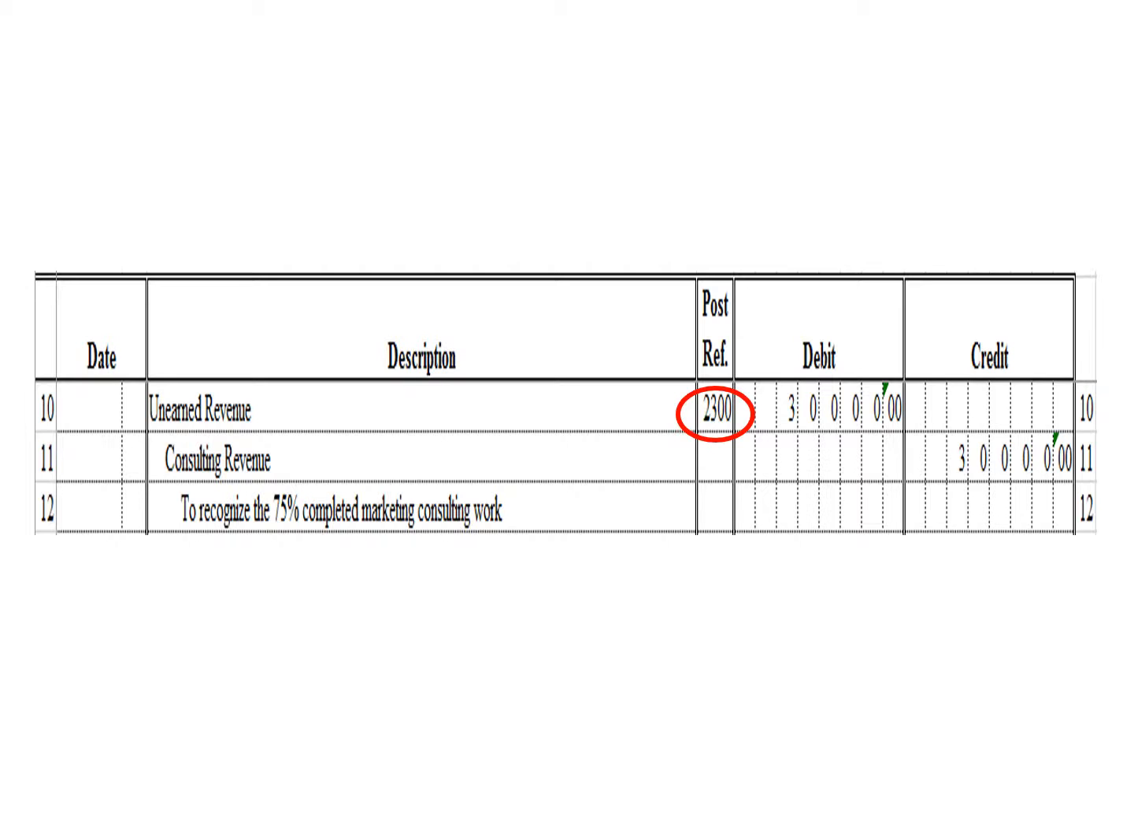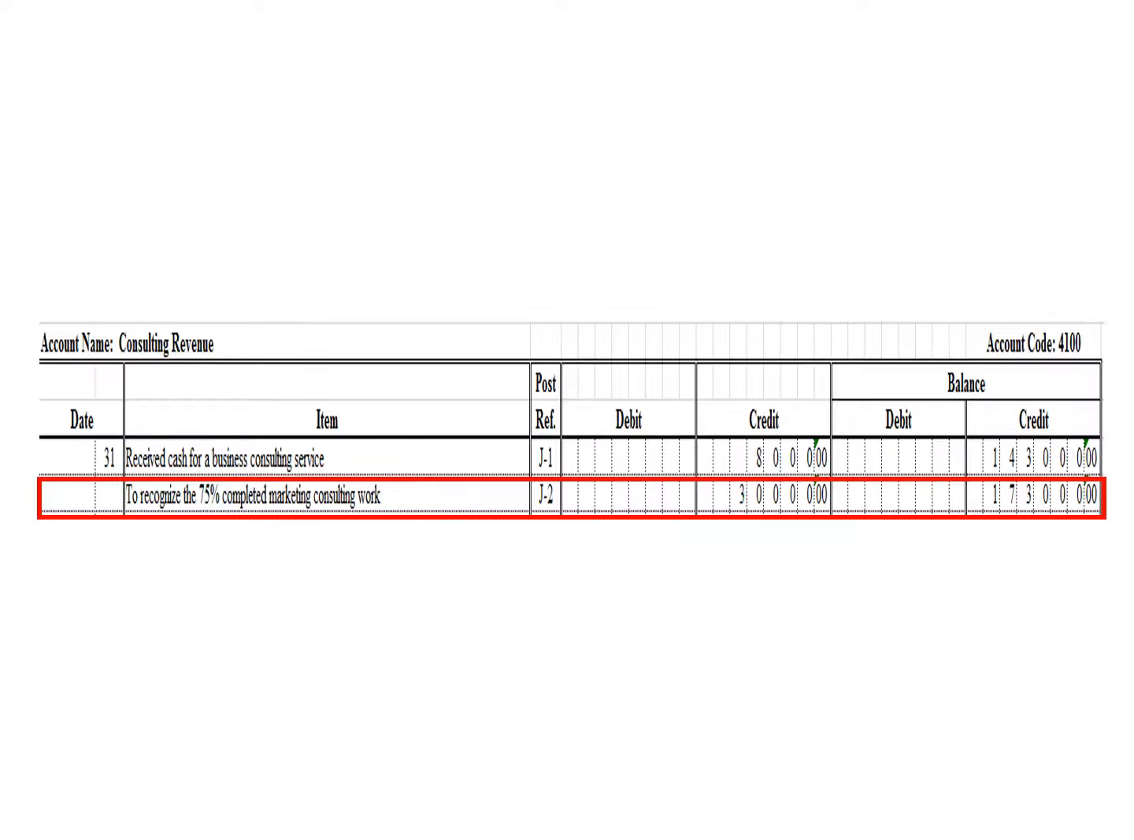Let us post the credit entry. In the consulting revenue ledger, we write the description, to recognize the 75% completed marketing consulting work. We write the posting reference, J2. Under the credit column, we write 30,000 pesos. In the balance section under the credit column, we write 173,000 pesos.